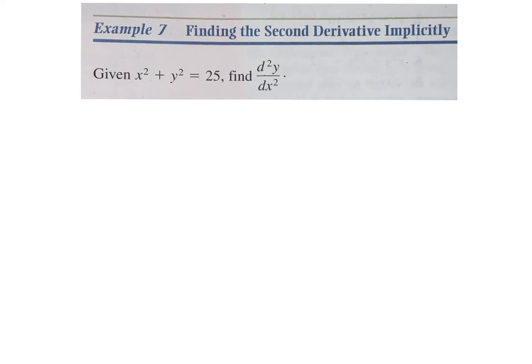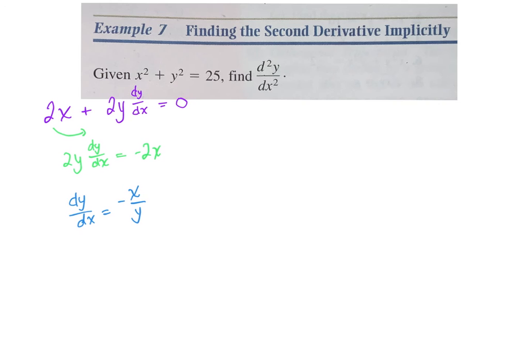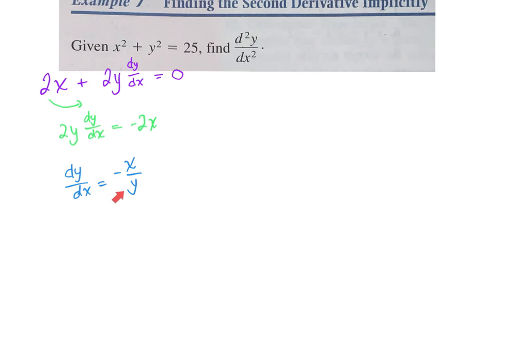You're going to say, well, x squared, that's 2x. Y squared, that's 2y, but then I have to account for my dy dx. And then the 25, well, that's a 0. Then I am going to solve for my dy dx. I'm going to move my 2x over, and then I can divide by my 2y. So my dy dx ends up being just negative x over y, right? They want the second derivative, so this is what would happen if I just did it once. Now I'm going to take this and do the derivative of that.